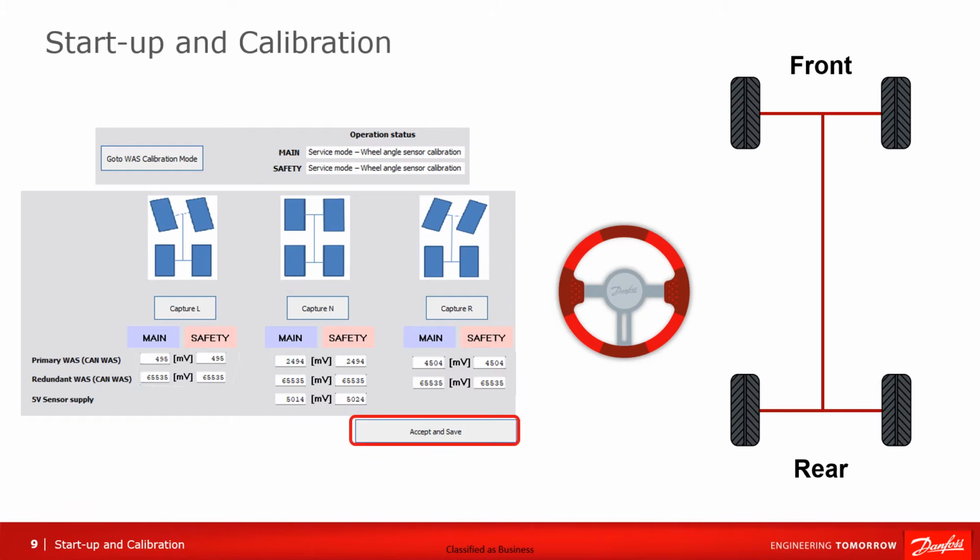This will automatically change the values in the analog sensor calibration data or CAN WAS calibration data page, based on what type of WAS was selected. It is important to only press Accept and Save after all the values are captured.